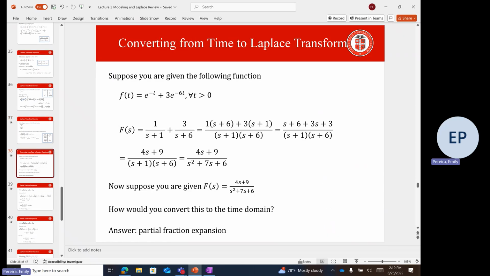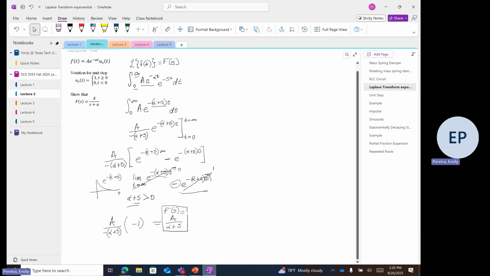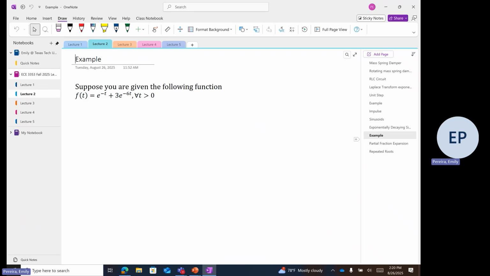I'm going to skip past this, but these are some more transform pairs. Okay, and this is where we're going to start back in the OneNote. So let me skip down here. So let's suppose that you're given the following function. f of t is equal to e to the negative t plus 3 times e to the negative 6t. So the question is, how do you find the Laplace transform of this function?